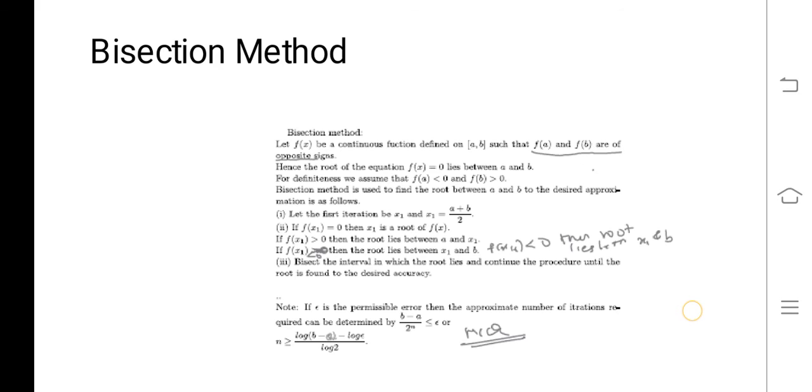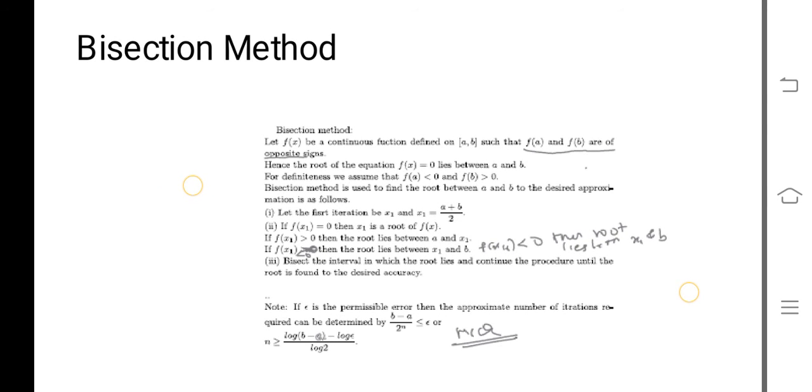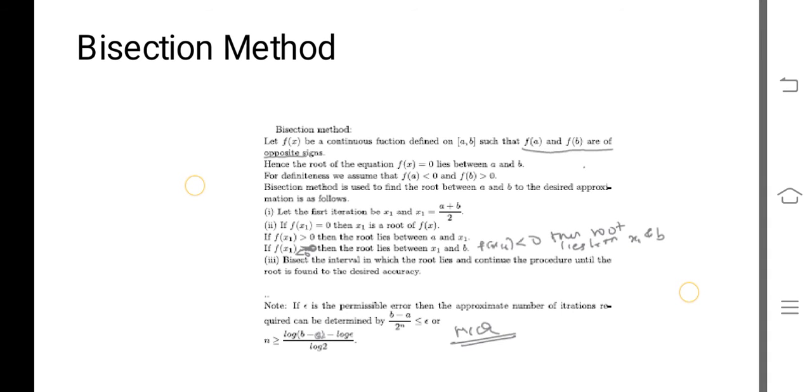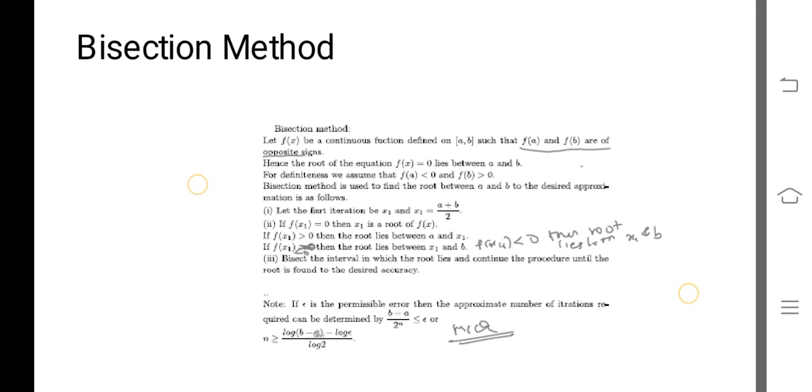If f(x1) is greater than 0, then the root lies between a and x1. Our assumption is that f(a) is less than 0. So if f(x1) is greater than 0, then the root will lie in the interval a to x1 instead of the interval a to b. If f(x1) is less than 0, then the root will lie between x1 and b. As f(b) is greater than 0, the root will now be very much closer. It will lie between x1 and b.